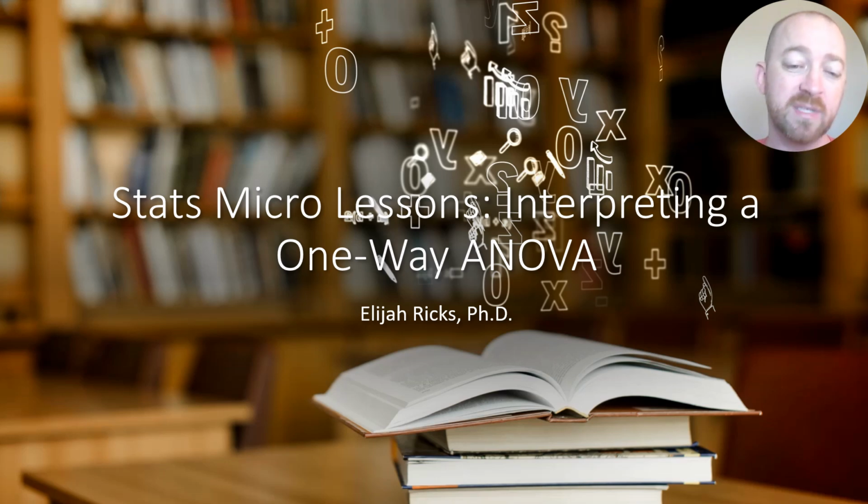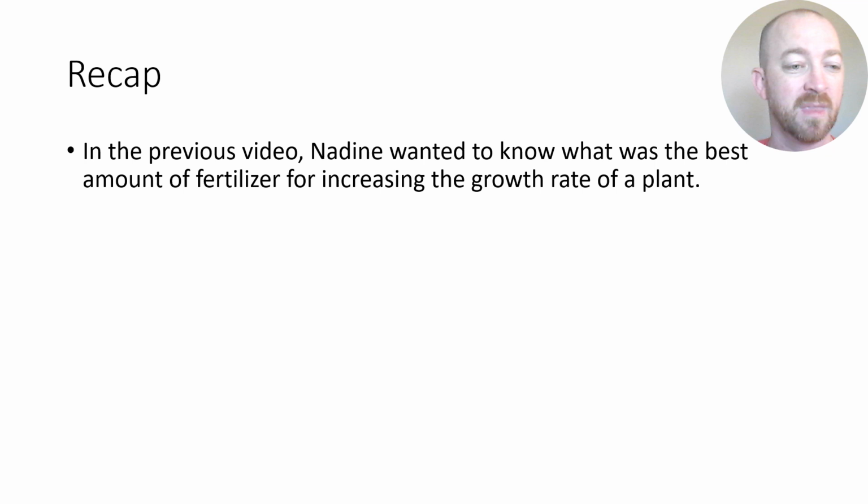Hi everybody, in our previous video we calculated the F statistic for a one-way ANOVA, or analysis of variance. Now in this video we're going to figure out what that F statistic means, or what we can learn from it. As a quick recap of what we did, Nadine came up with some fertilizer that was supposed to increase the growth rate of these plants.